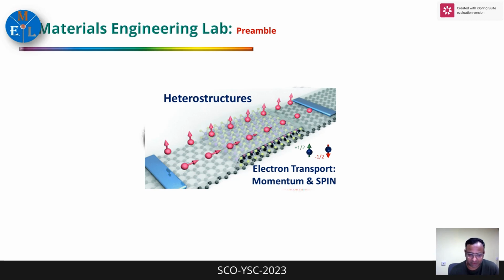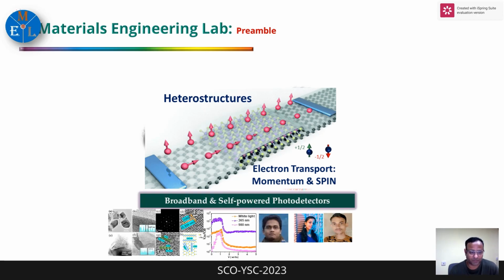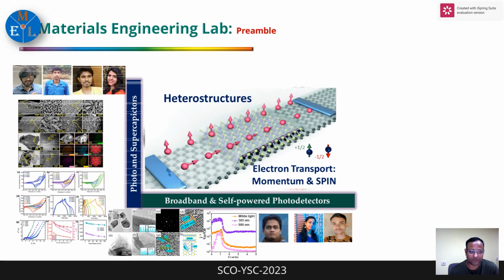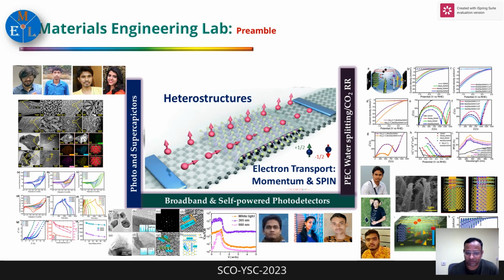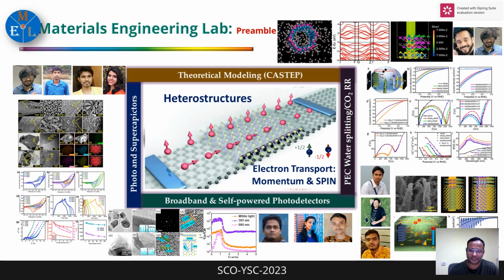And once you make the heterostructures, you can change the various properties, and you can make devices like a broadband and self-powered photodetector. And we are trying to address the energy density issue in supercapacitors. We are also working very rigorously on photoelectrochemical and electrochemical water splitting and CO2 reduction. And to understand in more depth the mechanism behind the electron transport with momentum and spin, we try to understand them using DFT. So this is what we do at ICS, and what I am going to talk about today is a part of the work which we do for photoelectrochemical water splitting.